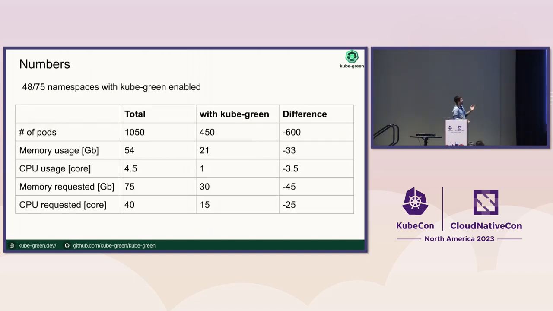So this is another cluster we have in the platform with 75 namespaces and 48 of them with Kube-Green enabled. We can see that every night 600 pods are turned off, with a reduction of memory usage of 33 gigabytes and a reduction of CPU use of 3.5 cores. And also the allocation, so the memory request, is reduced by 45 gigabytes and the CPU by 25 cores. So a really interesting reduction in the allocation of resources inside the cluster.